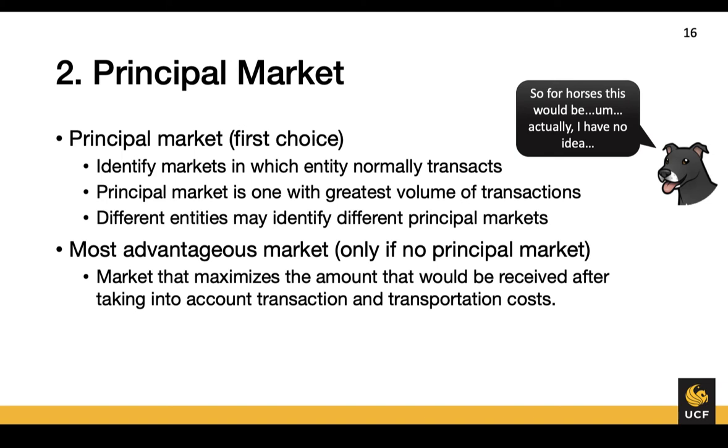Yeah, this is a tough one for the horse project, Chloe. I mean, people do sell horses on Craigslist, but is it the principal market? It's definitely not the most advantageous market. Given that the horse market isn't particularly observable, we probably won't be able to identify a principal market. Typically, the most advantageous market is the dealer market, in which a professional horse trainer markets and brokers the horse's sale.